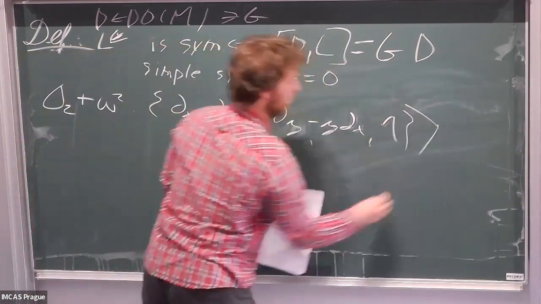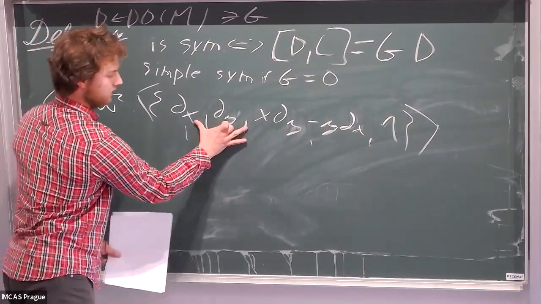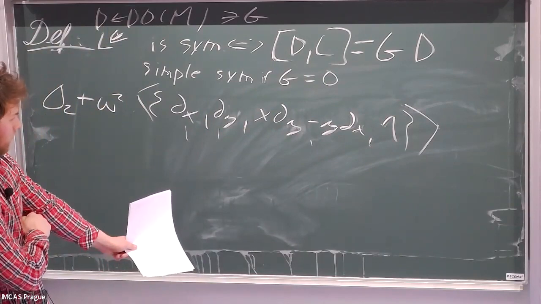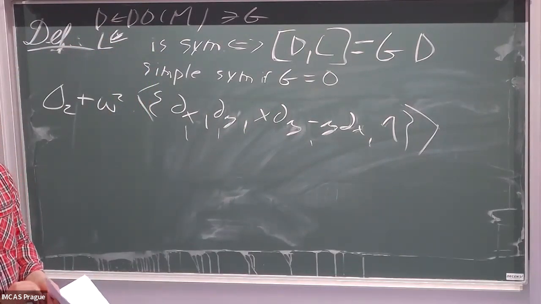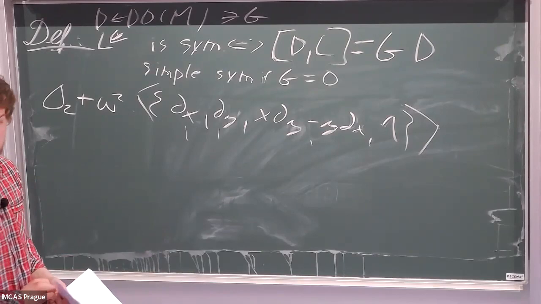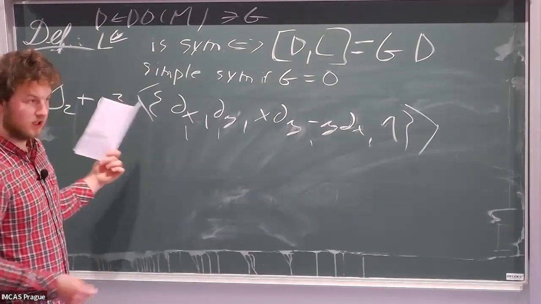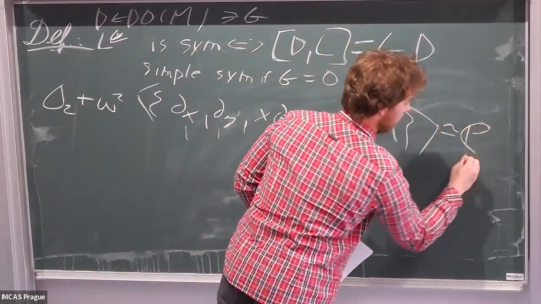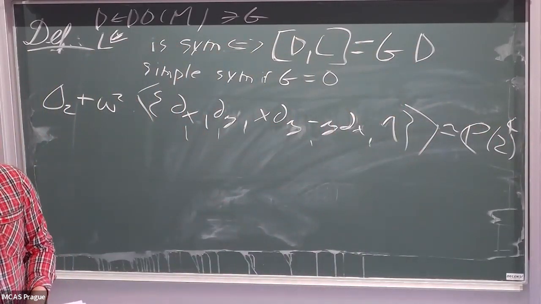By the way, I believe these three are even simple, all of them. By the way, these are the generators of a Lie algebra, because as I said, the symmetry operators form a Lie algebra, and this Lie algebra, if you generate it, is isomorphic to the complexification of the Lie algebra of the Euclidean group, actually.